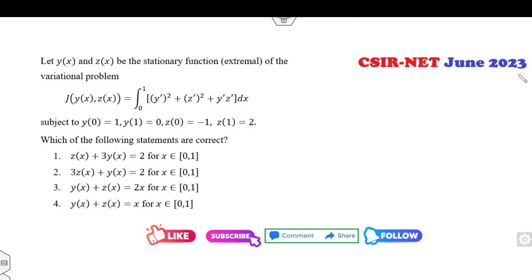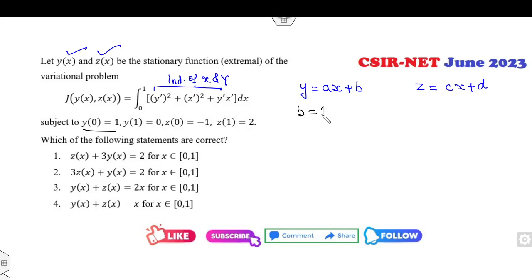Now you can see it's June 2023, again a recent year paper. How can you solve it quickly? You can see that this case is independent of x and y. In this case, y and z are my two solutions. So y will be ax plus b, z will be cx plus d. Now I can apply the condition. Y of 0 is 1, so b will be 1. Y of 1 is 0, so 0 is a plus b. That means a will be minus 1. So your y will be minus x plus 1.